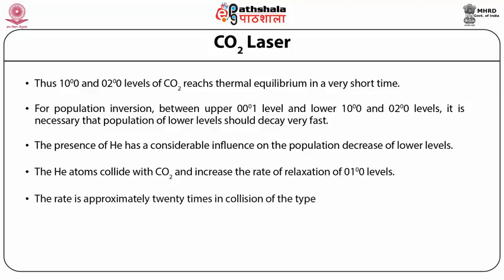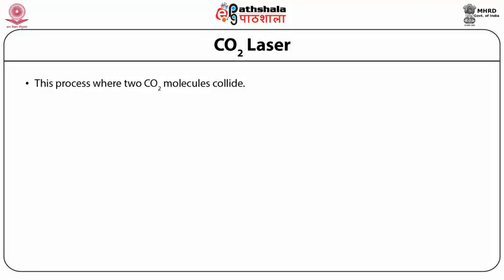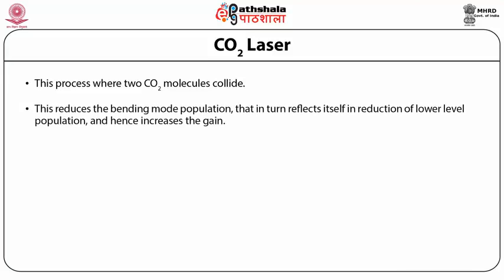The rate is approximately 20 times higher in a collision of the type 0100 plus helium giving 0000 plus helium plus delta E, compared to the corresponding 0100 plus 0000 giving 0000 plus 0000 plus delta E, a process where two carbon dioxide molecules collide. This reduces the bending mode population, which in turn reflects itself in reduction of lower level population and hence increases the gain. Another function of helium is to keep carbon dioxide cold.